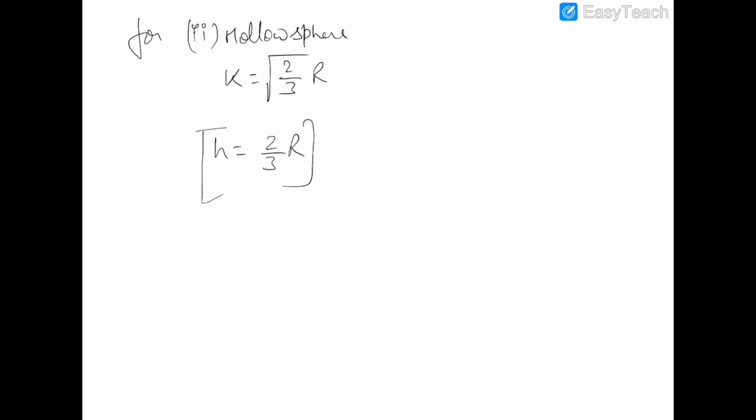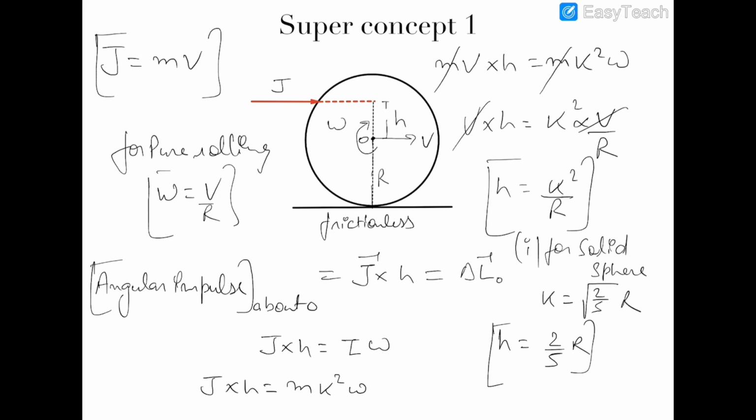Likewise, we can substitute the value of k according to the body which is given in the question, and we can directly memorize this formula. So for a disk it is r by 2, for a ring it is r, for a solid sphere it is 2 by 5 r, for a hollow sphere it is 2 by 3 r, and so on. So this was the super concept of rolling, and I'll be bringing more super concepts about rotational motion in the next videos. Thank you.